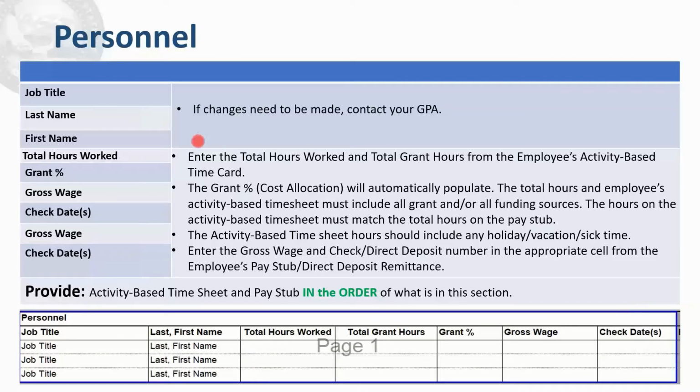We touched upon the grant hours. Enter the total hours. It's very important: total hours and total hours worked on the grant from the activity-based timesheet. Now, the hours on the activity-based timesheet are going to have to match the pay stub. If there's going to be a problem with that, get hold of us on an individual basis and we'll talk to you about that.